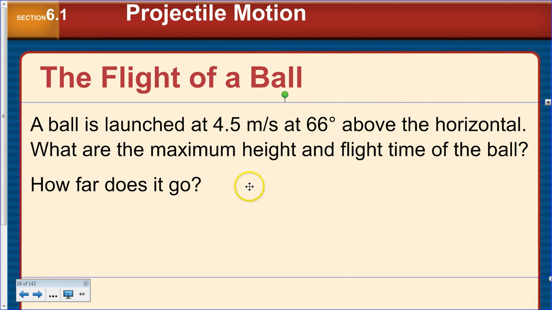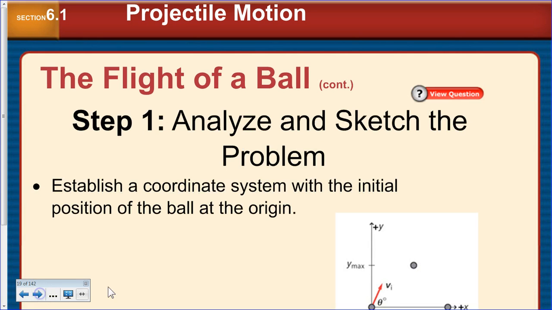Okay, so let's take a look at a problem. It says a ball is launched at 4.5 meters per second at 66 degrees above the horizontal. The questions that we're going to try to answer are the maximum height, the flight time of the ball, and how far does it go.